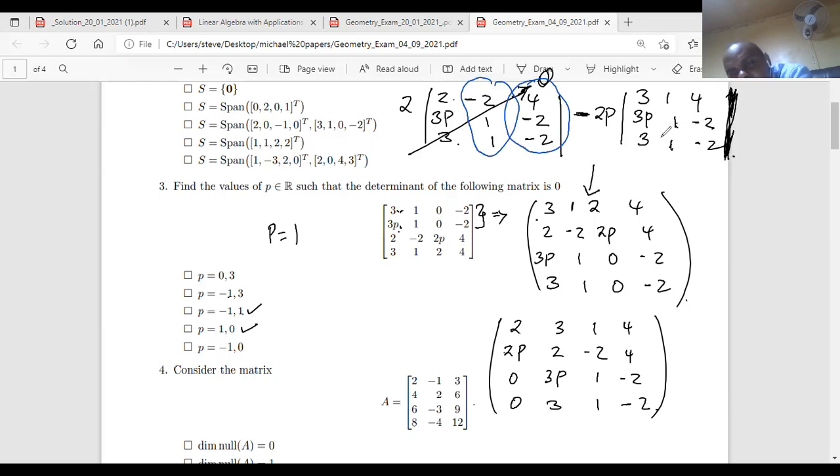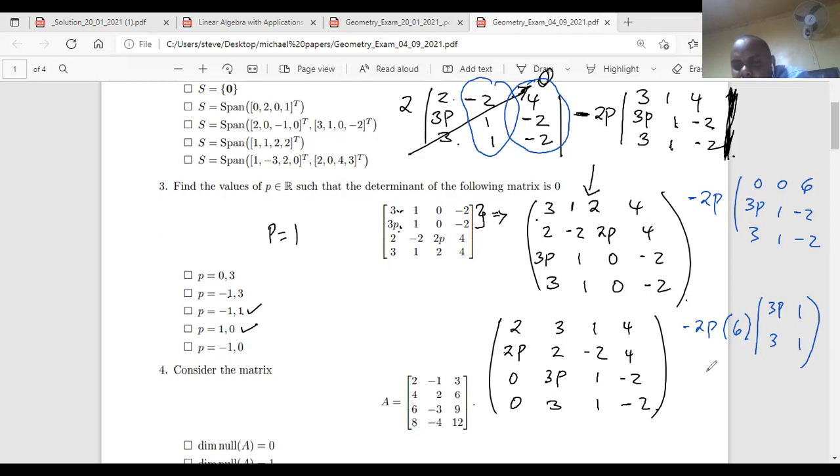Is there a shortcut? Yes, we can do a shortcut. We can reduce it. We can subtract this row. So it becomes 0, 0, and minus 6, minus 2p. This is 0, 0, and 6, right? Yes. And this is 3p, 1, minus 2, 3, 1, minus 2. And so this is going to be minus 2p, 6, 3p, 1, 3, 1.